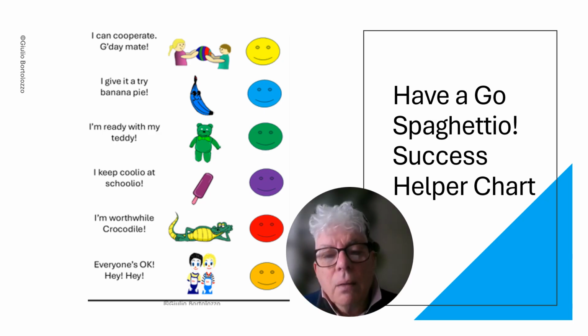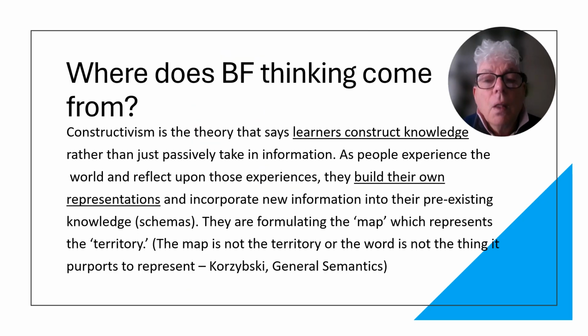That's the main kind of vehicle for teaching Albert Ellis's ABC theory of emotional disturbance in the early childhood setting. So where does brain friend thinking come from? Where does our thinking come from? Well, it comes from a theory called constructivism, constructivist theory, which we teachers are familiar with and on which we base our learning, teaching and learning schedules.